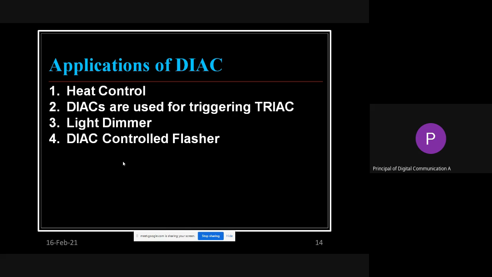Then the flasher, the LED flashers, that is the dancing light, there also the diac can be used. I'm telling you these applications intentionally, because in this semester you are going to face the HMP, that is the hardware mini project. At that time you have to prepare one hardware circuit depending on your syllabus or related to your field.